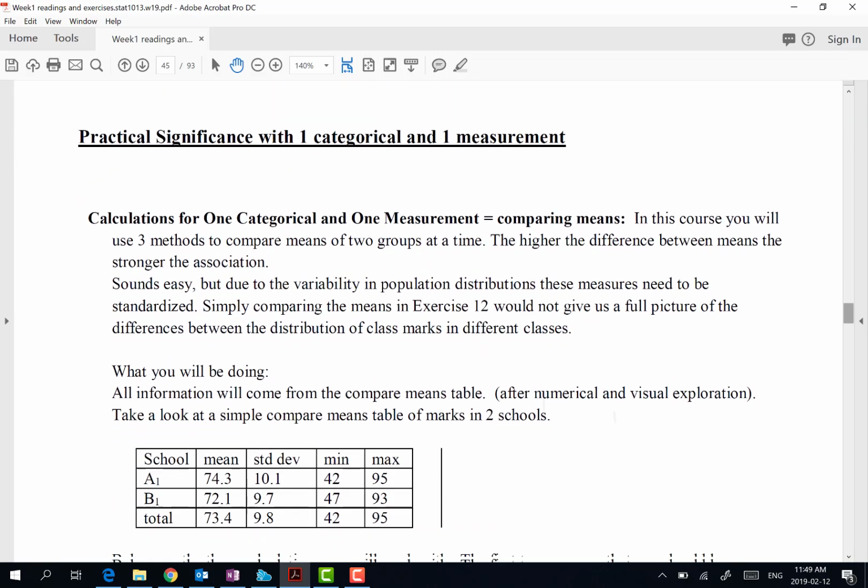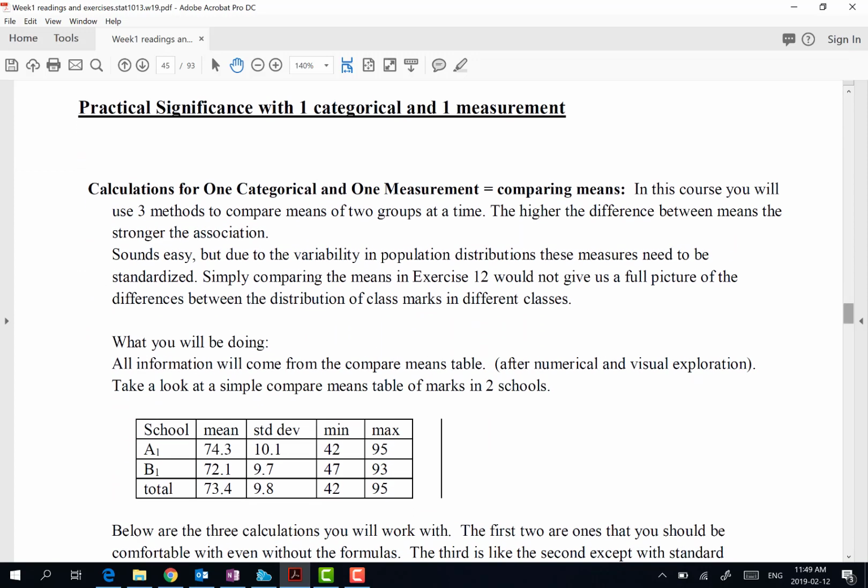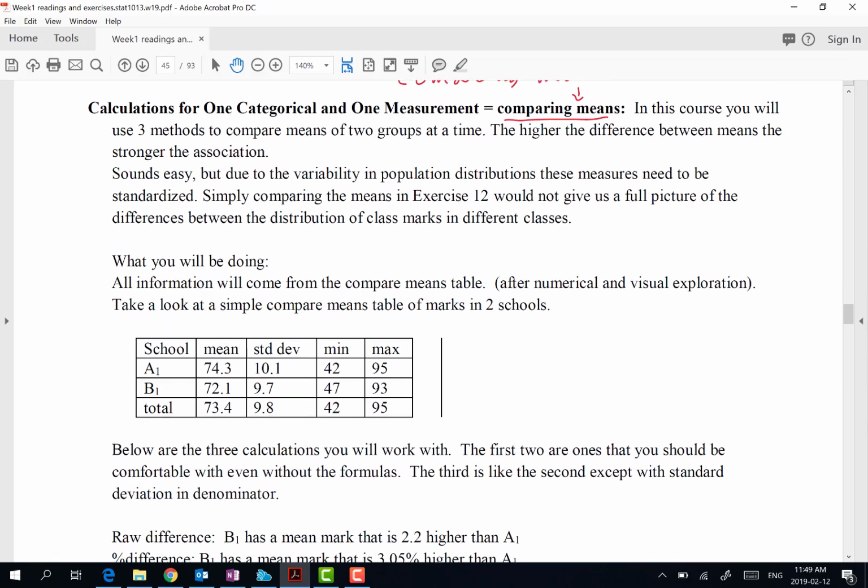First of all, I wanted to start with page 45. Make sure you read through this. And the key is that, again, we have one categorical, one measurement variable. So that means we are comparing means. And that's what it says right there. So that's the key to this. And we did an exercise, exercise 12. So make sure to review that before you start this.